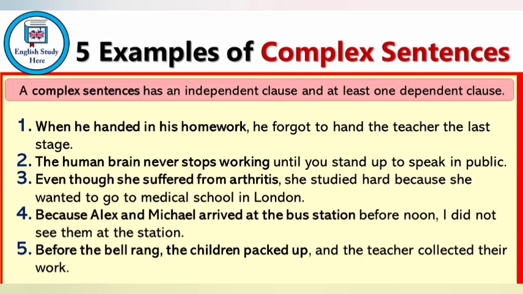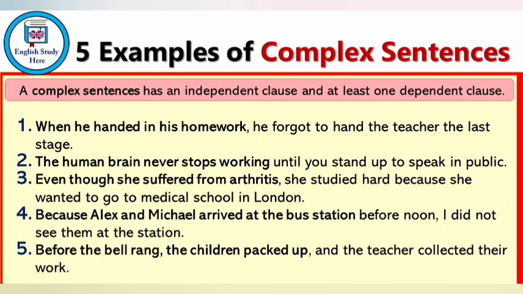Number three, even though she suffered from arthritis, she studied hard because she wanted to go to medical school in London. So, as you can see, the first clause is the dependent clause, and the next clause is independent because it carries a complete meaning: she studied hard because she wanted to go to medical school in London.